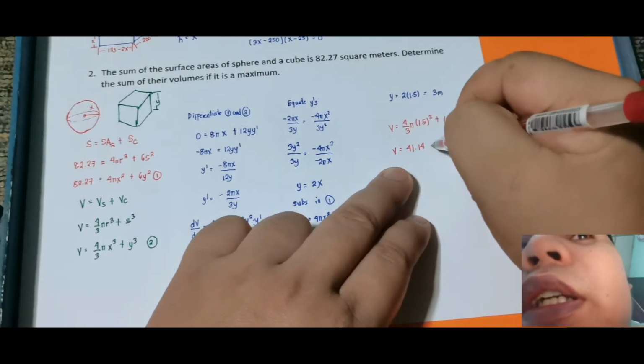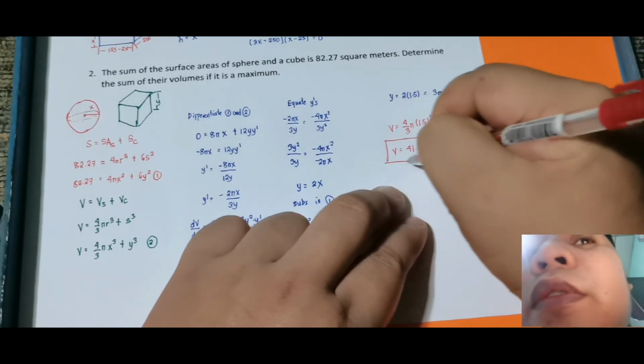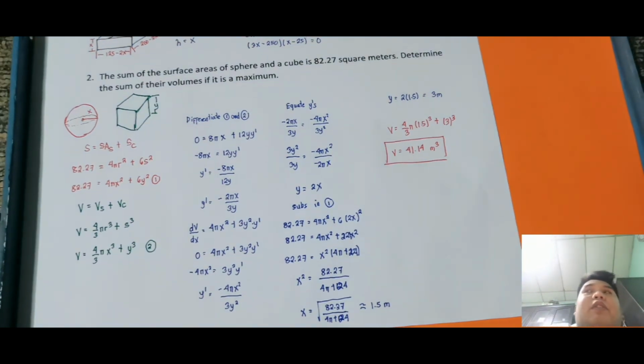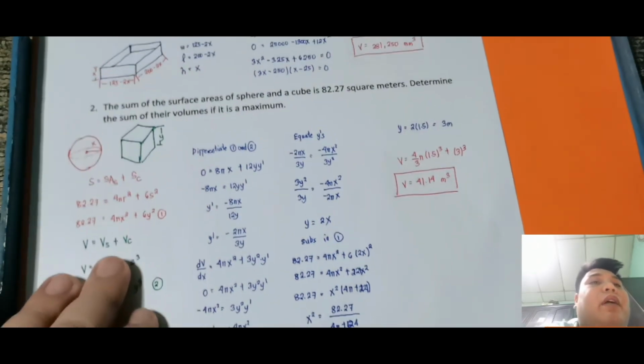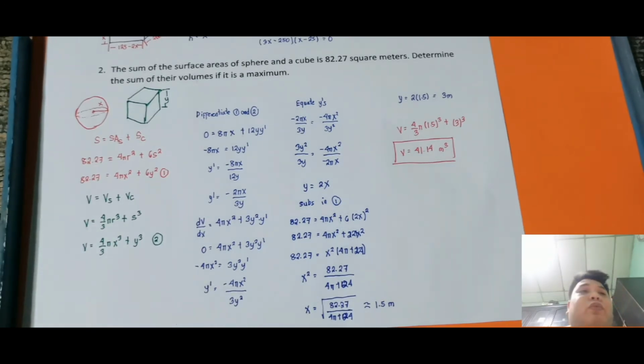So volume, that is cubic meters. Tandaan, ang volume is in cubic, ang lateral or ating surface area is in square meter, or meter squared. Naka-square sa lagi. Okay, so parehas siya sa area. So that is example number 2.